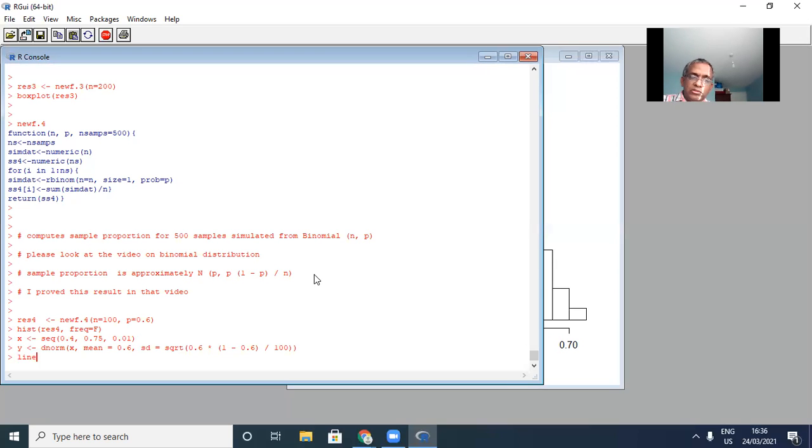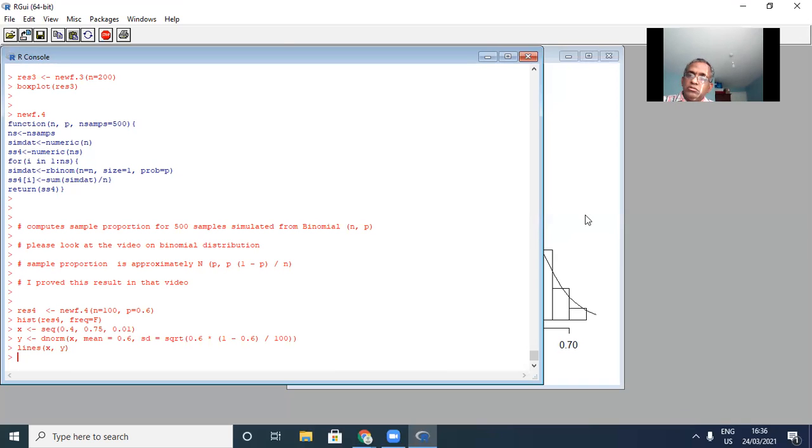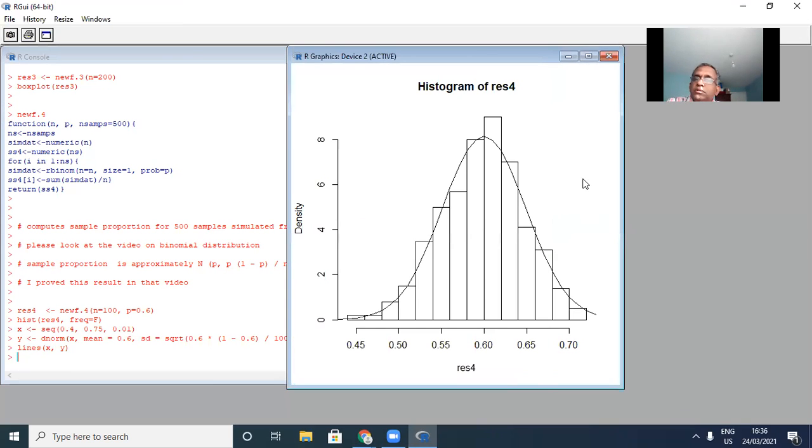And finally, I will use the lines command, right? And this is what you see. As you can see, the theory is supported by the simulation results. That is, the density of the normal fits the simulated data pretty well, as it should. Okay. You guys okay with this? Yeah.